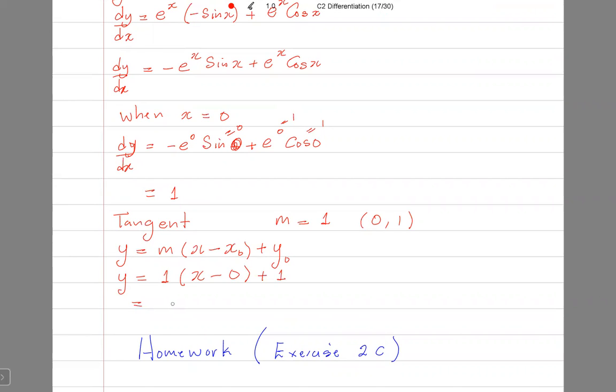So distributive law, 1 times x is x, and plus 1 at the end. The tangent is y is equal to x plus 1.